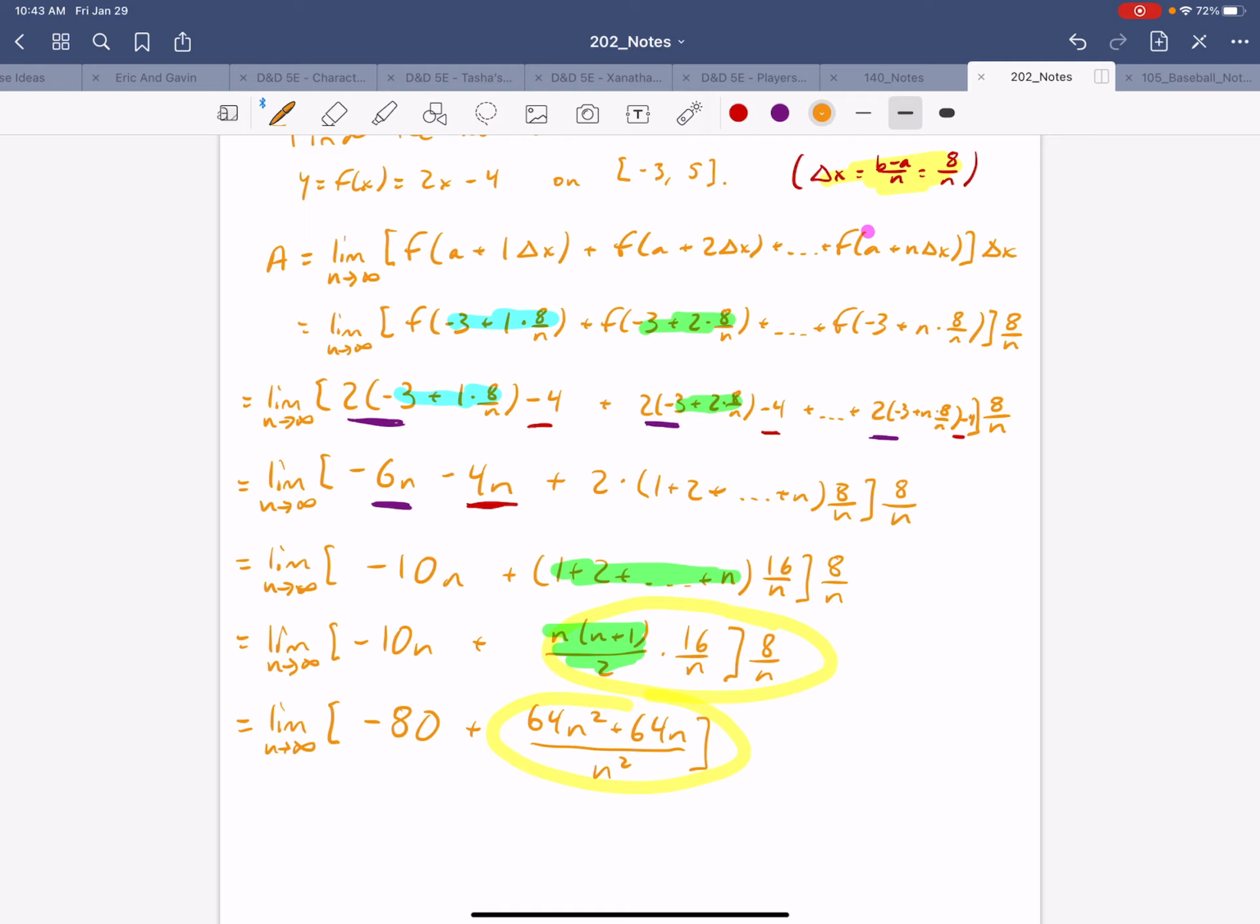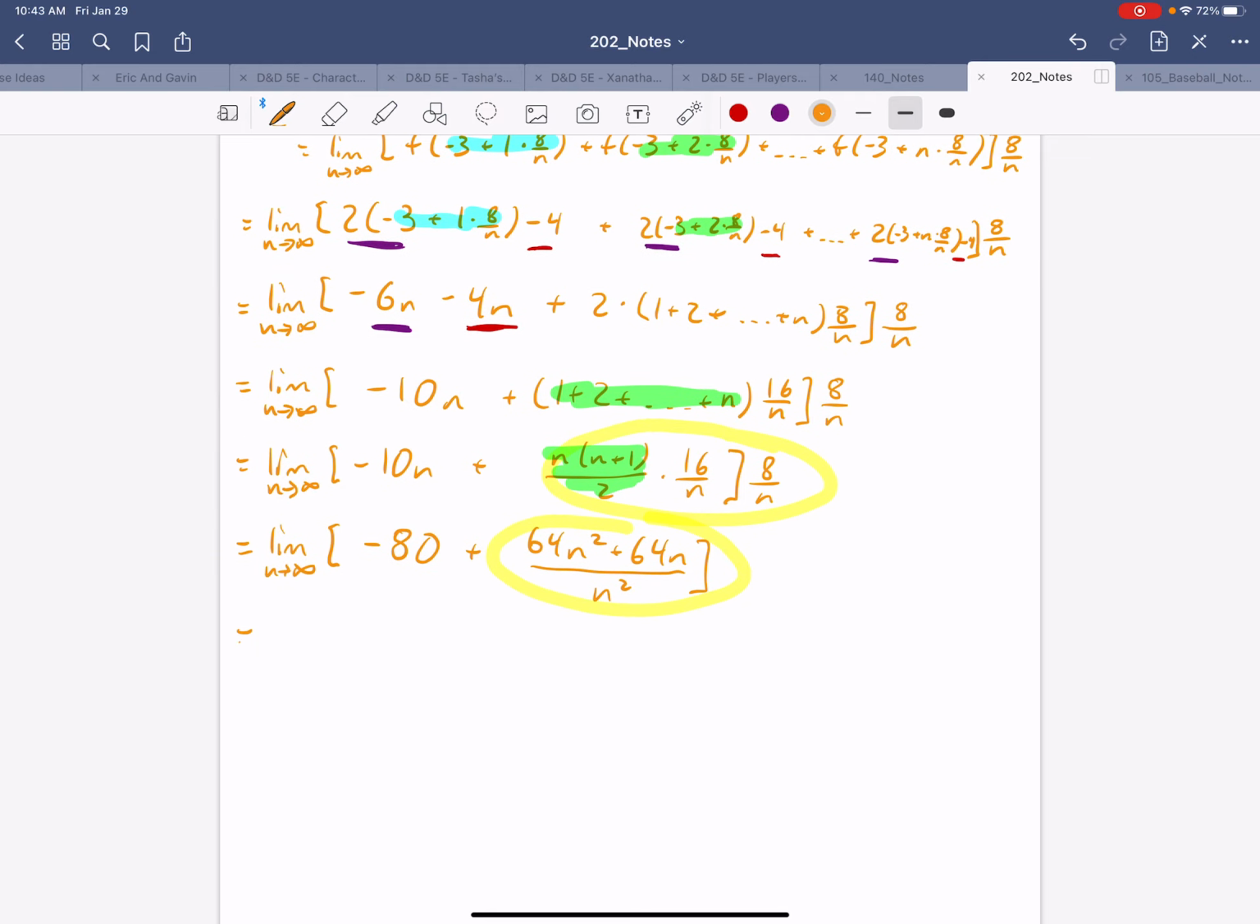At this point, this is a limit that we can take, just like we did in the last class. In fact, I don't even think we need to write the limit anymore. We just take the limit. Negative 80 plus 64. The 64 comes from here and from there, since it's a coefficient of 1. So our answer is negative 16.